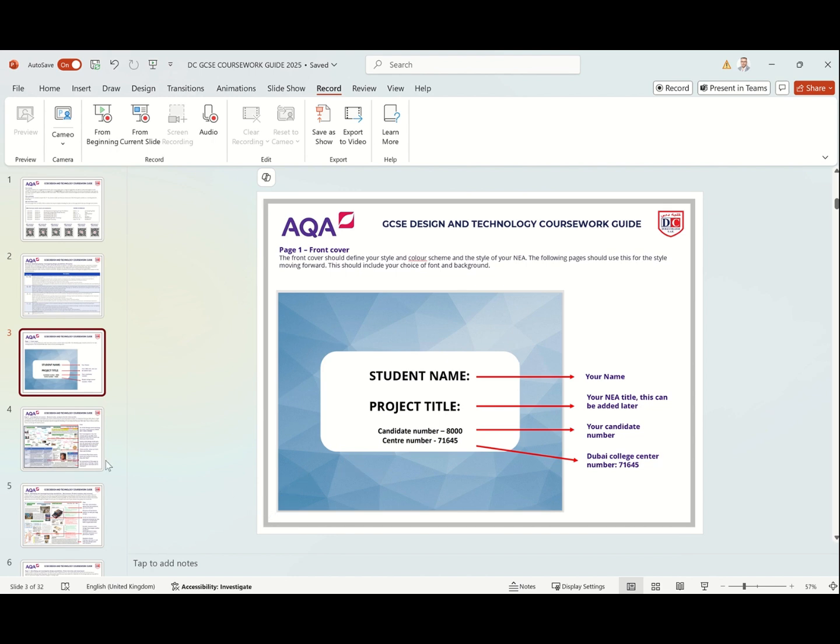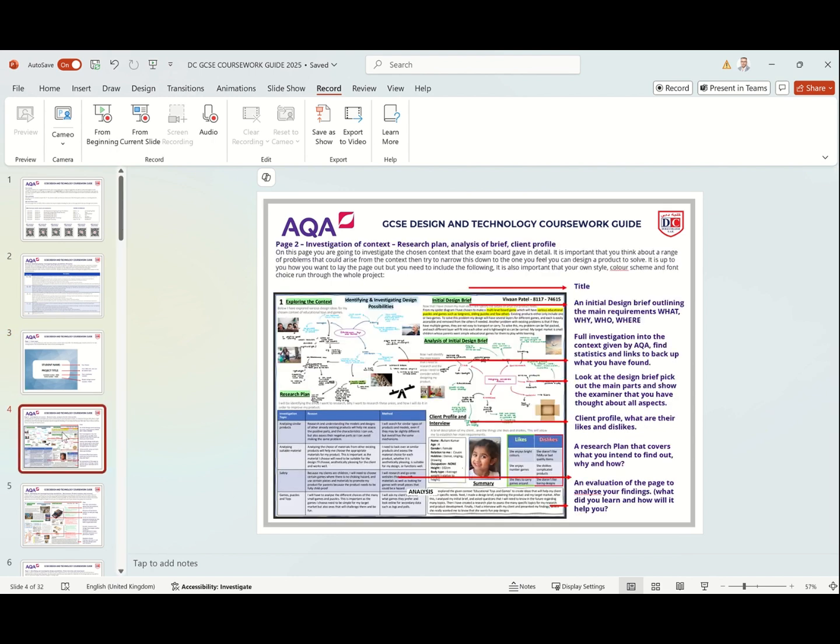Then what we're going to do is move into the first page of research. Okay, so what we need here, so this is all about investigation of the context, a research plan, analysis of the brief, and the client profile. Okay, and you can see here on the page how this person has decided to set it out. So we need to choose one of the contexts that's been set by the exam board, and the teacher will have given you those contexts.